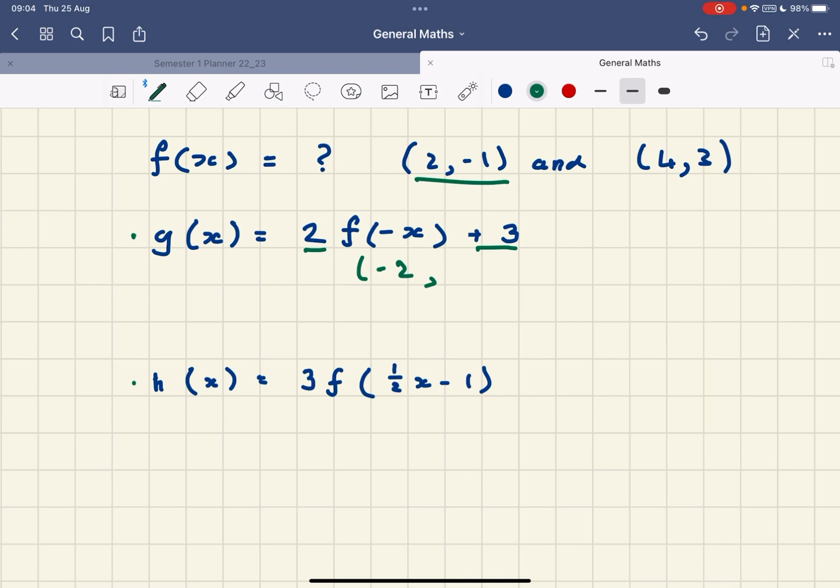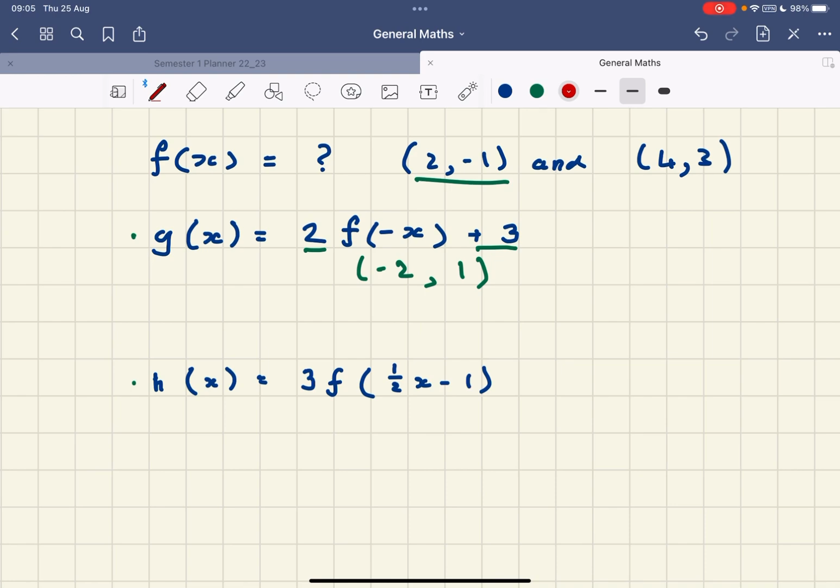So I'm going to take the minus 1 and multiply it by 2 to get minus 2. And then I'm going to add 3 on. Minus 2 add 3 is 1. So I think that first one transforms to (-2, 1). Do you want to pause the video now and try the (4, 3)?